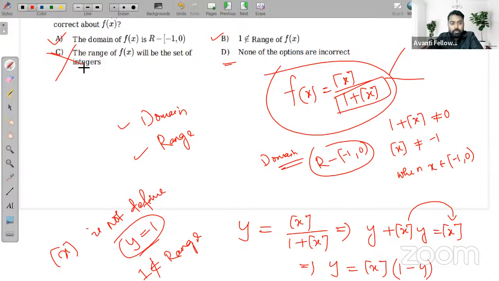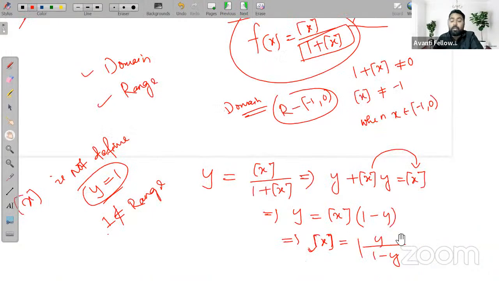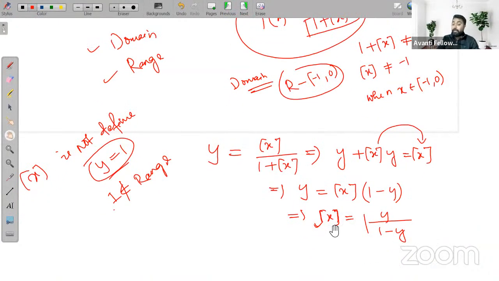And the correct option, the answer is option C, which is not correct, because it is mentioned that the range of f of x will be the set of all integers. But here we are finding that at y equal to 1, the greatest integer function of x is not defined. That means y cannot be 1 for the greatest integer of x to be defined.